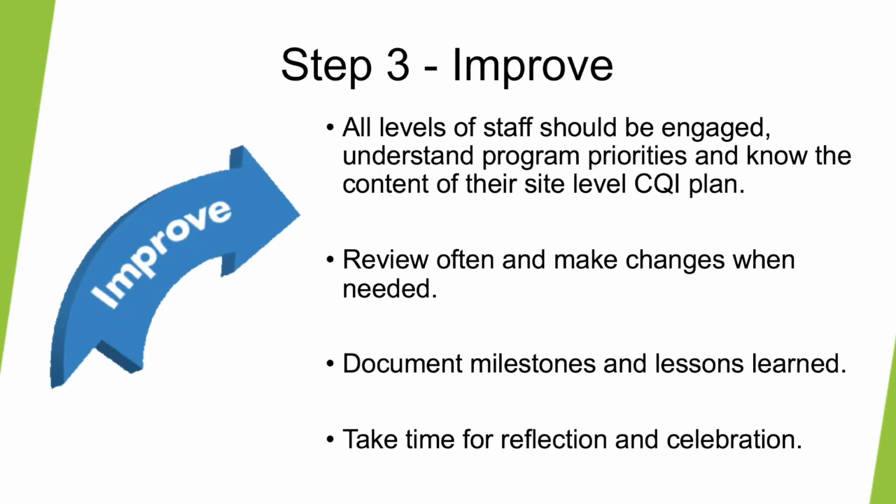The third step in the CQI process is improve. As part of the improvement process, it is important that all levels of staff are actively engaged in the improvement process and understand the program priorities and know the content of their CQI plan. Staff should review progress towards objectives as a team and make adjustments when needed. Milestones and lessons learned should always be documented. And most importantly, staff should take time to reflect on program impact and celebrate achievements together.